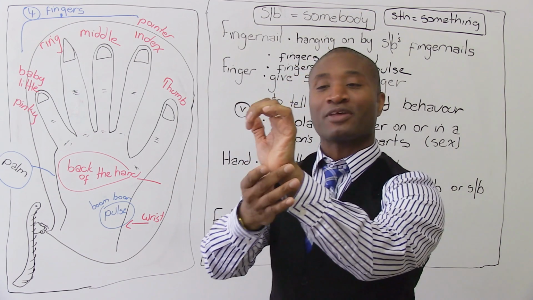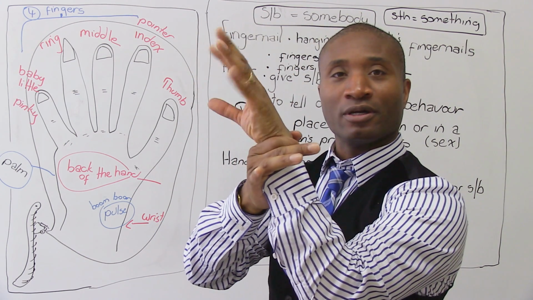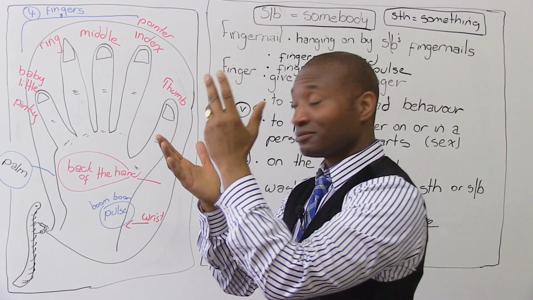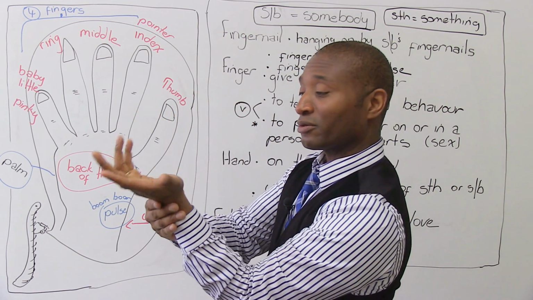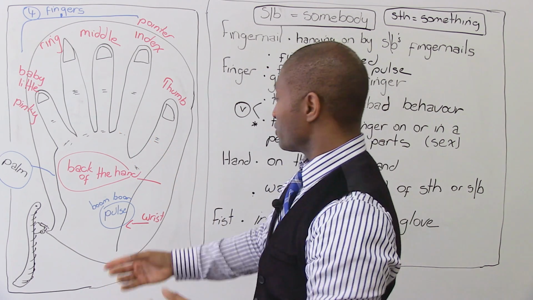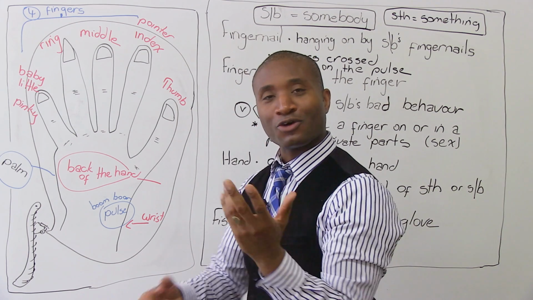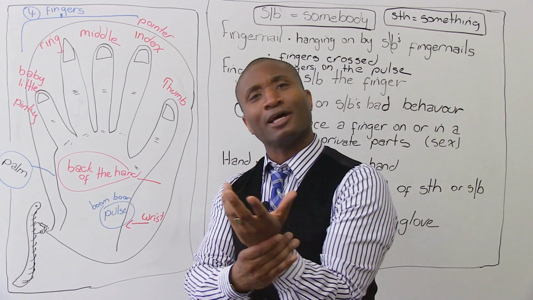Now, it's not part of the hand, but very important is the wrist. Because the wrist is where the hand connects to the rest of our body. Cool? And doctors like this part. On your wrist, you can find your pulse. That's your heartbeat. It's all in your hands, son. It's all in your hands, your whole life.